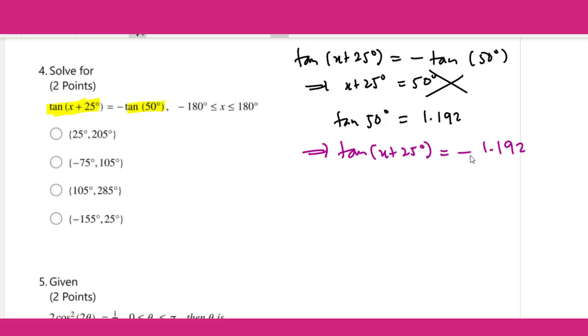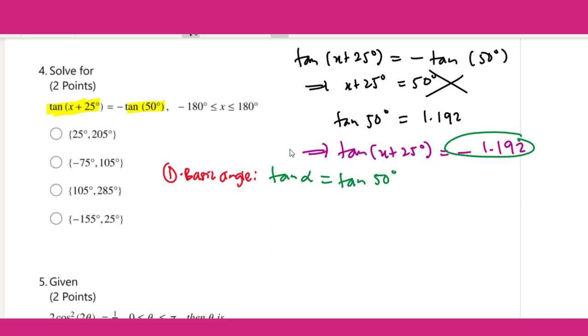Same like this, you need to follow the four steps. First step is find the basic angle. So tangent alpha is equal to this one, ignoring the negative, tangent 50. Because of the same term, alpha is equal to 50 degrees. You can check: tangent alpha is equal to 1.192, so alpha is 50 degrees.